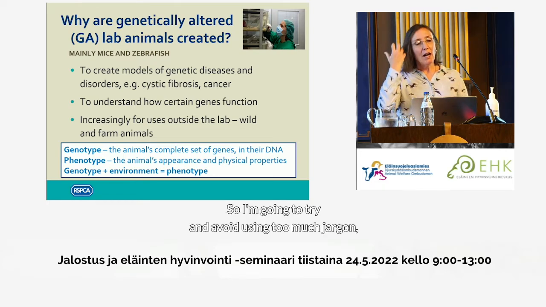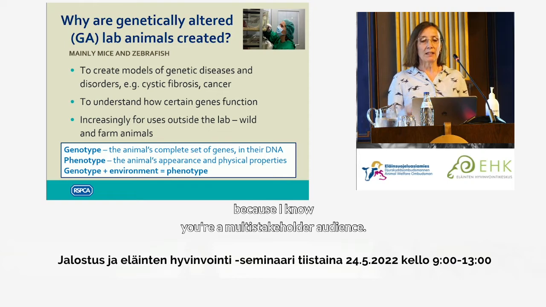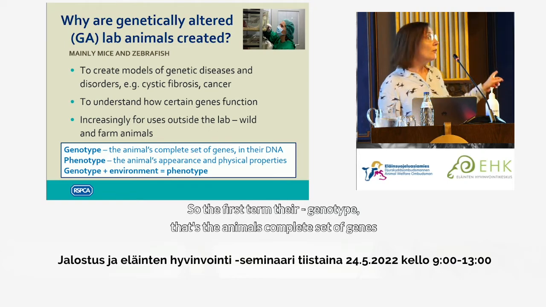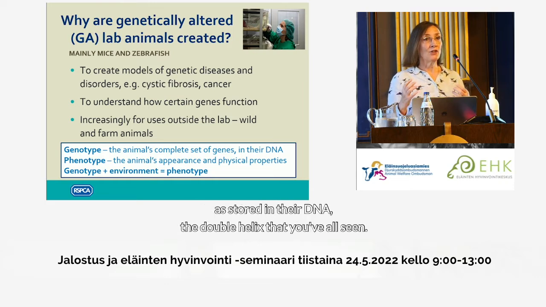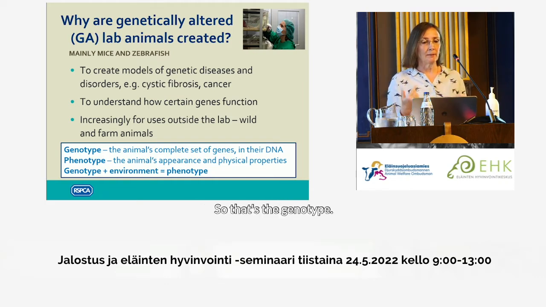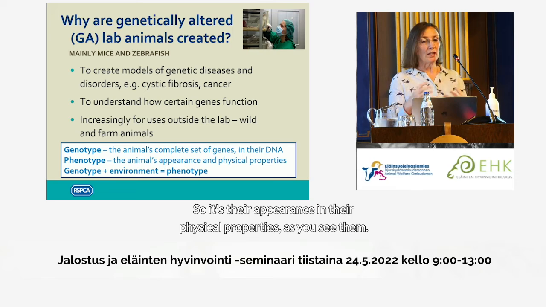So I'm going to try and avoid using too much jargon. There are a couple of terms that I just want to define because I know you're a multi-stakeholder audience. So the first term there, genotype. That's the animal's complete set of genes as stored in their DNA, the double helix that you've all seen. So that's the genotype. The phenotype is the animal as they actually appear. So it's their appearance and their physical properties as you see them.